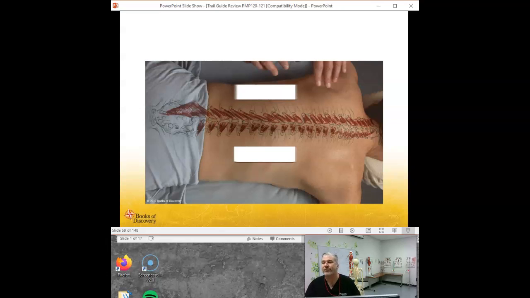What are the names of the three hamstrings? The three hamstrings are biceps femoris, semitendinosus, and semimembranosus.